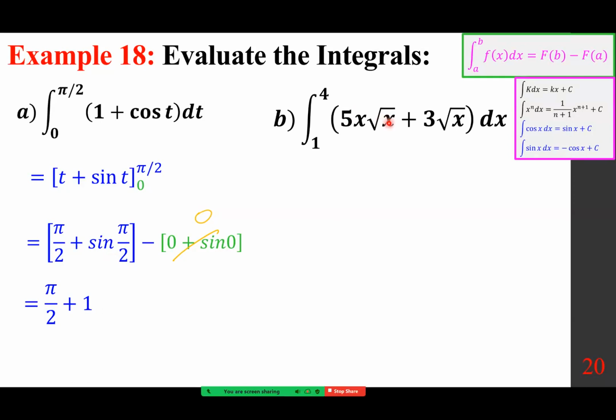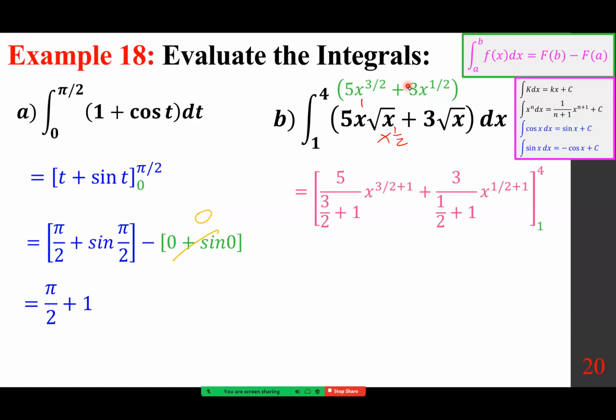We're going to replace this with x to the power of 1/2. This has the exponent 1, so it becomes 5x to the power of 3/2. The other one, 3x to the power of 1/2. And so we will integrate using the power rule. So 5 divided by 3/2 plus 1, x to the power of 3/2 plus 1, and then 3 over 1/2 plus 1, x to the power of 1/2 plus 1.